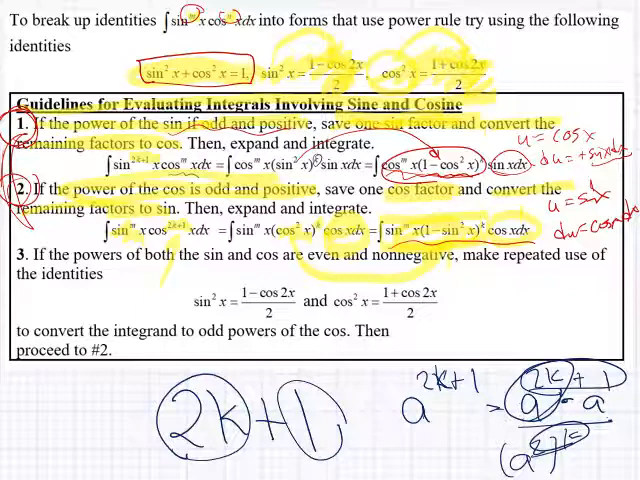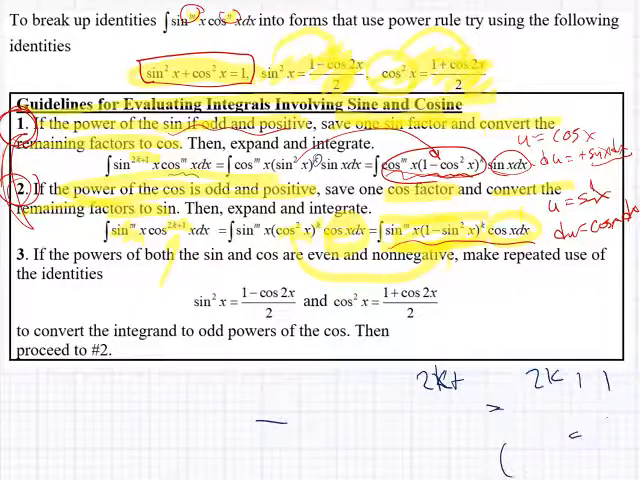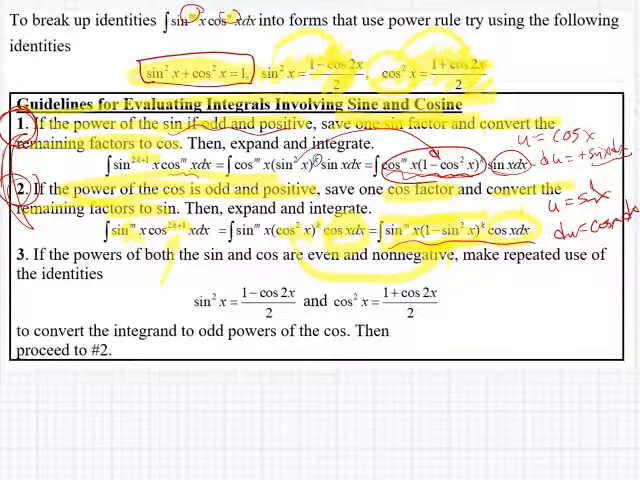All right, third scenario. Let's get rid of all this. I don't want to look at this anymore. Third scenario. What if the powers for both sine and cosine happen to be even or non-negative? Okay? So you have no odd powers.